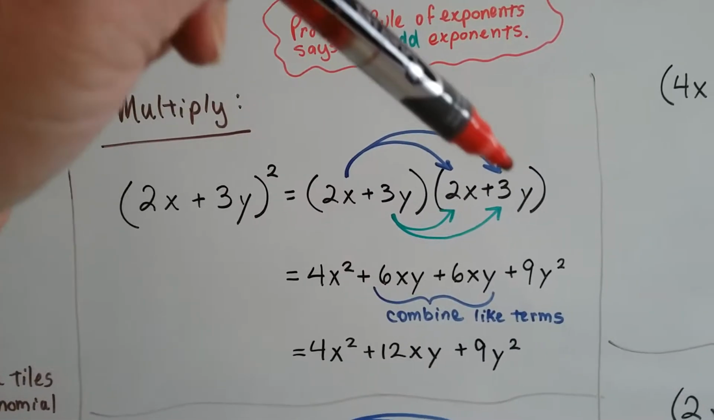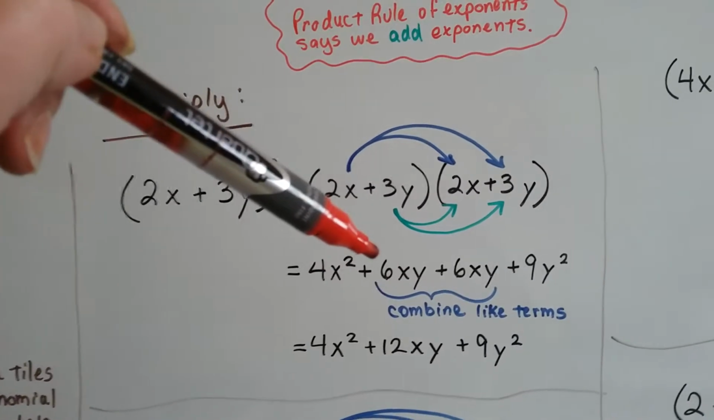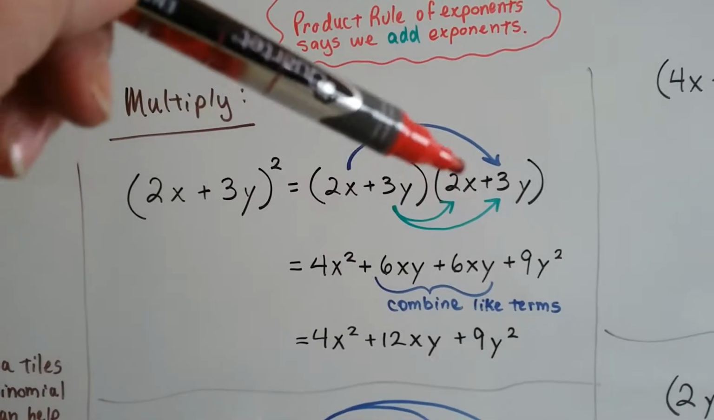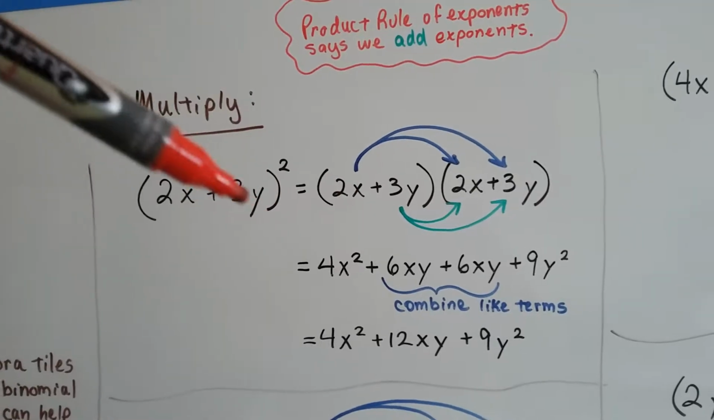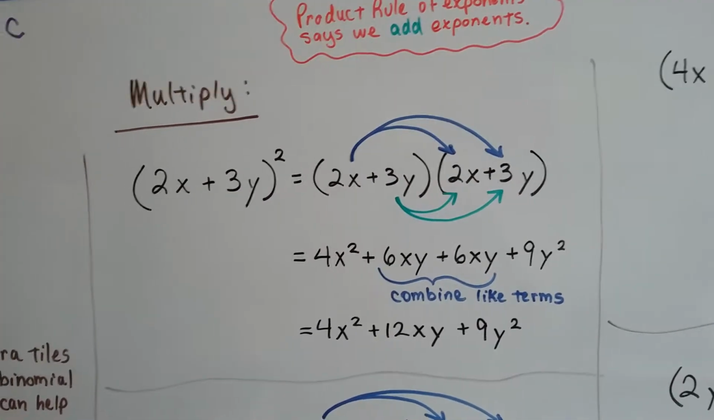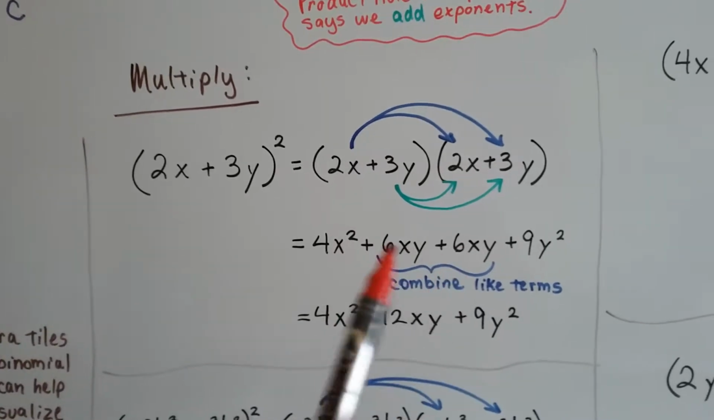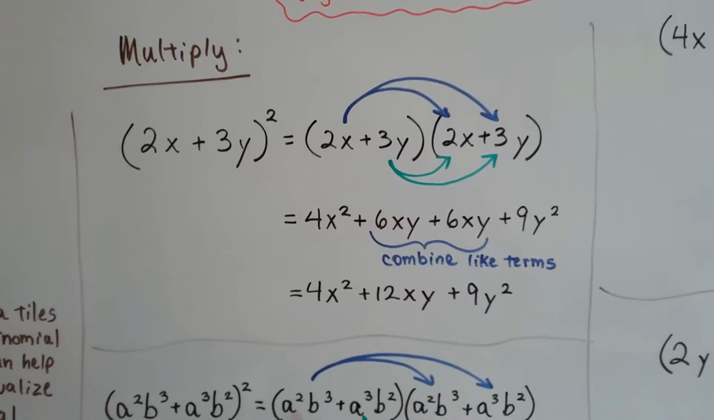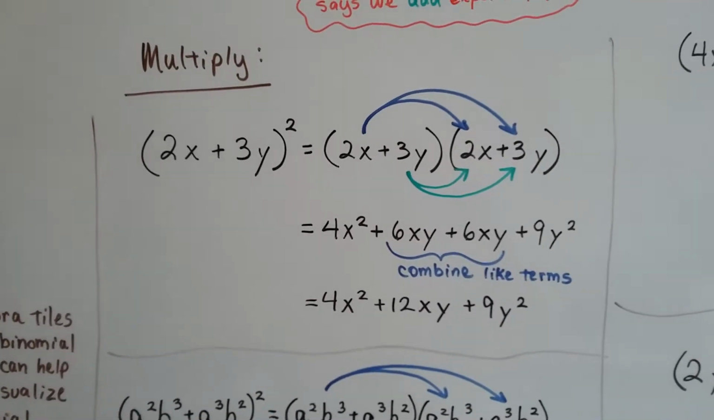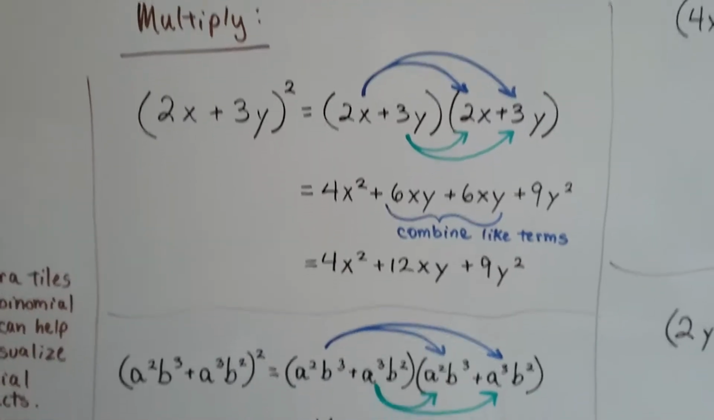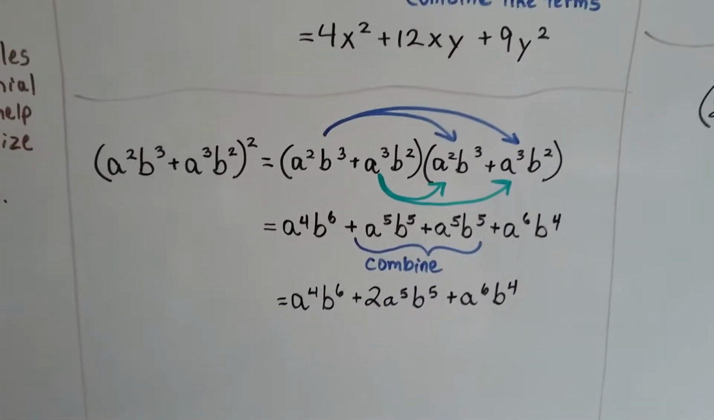Then we do 2x times 3y. That gives us a positive 6xy. Then we do the 3y and the 2x and get another positive 6xy. Then we do the positive 3y and the positive 3y and get a 9y squared. We can combine these inner like terms and get a positive 12xy, and we now have solved the binomial square. See? Look at this mess.